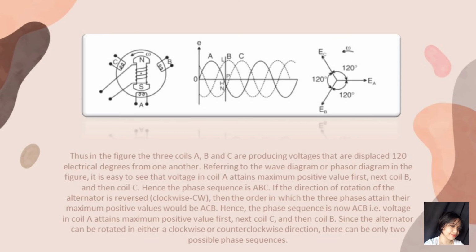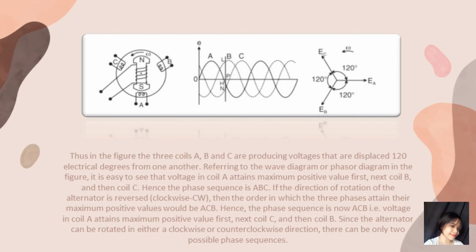If the direction of rotation of the alternator is reversed, or clockwise, then the order in which the three phases attain their maximum positive value will be ACB. Hence, the phase sequence is now ACB. Thus, the voltage in coil A attains its maximum positive value first. Next is coil C and then coil B. Since the alternator can be rotated in either a clockwise or counterclockwise direction, there can be only two possible phase sequences.